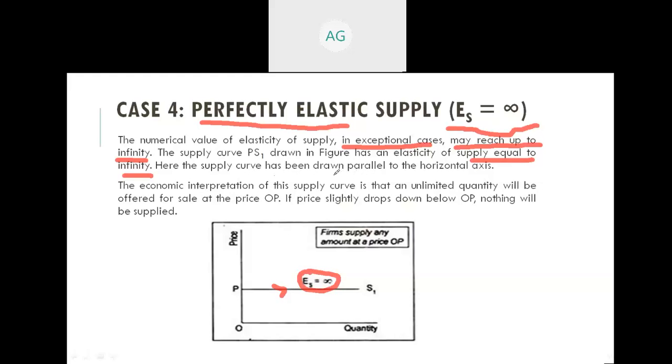Here the supply curve has been drawn parallel to the horizontal axis, the axis which denotes quantity. The economic interpretation of this supply curve is that an unlimited quantity will be offered for sale at price OP. If the price drops slightly below OP, nothing will be supplied. So the price sticks to OP, and if we drop the price from that point, nothing will be supplied. That's why its name is perfectly elastic supply. Here ES equals infinity. This is the fourth case of elasticity of supply.